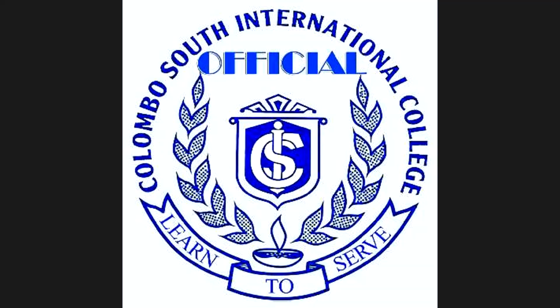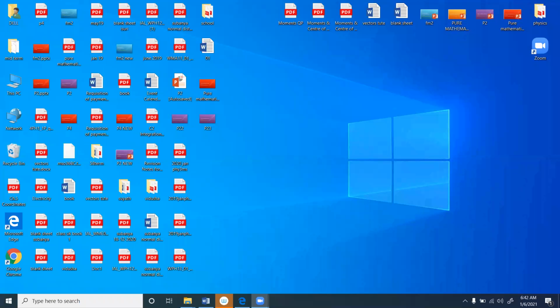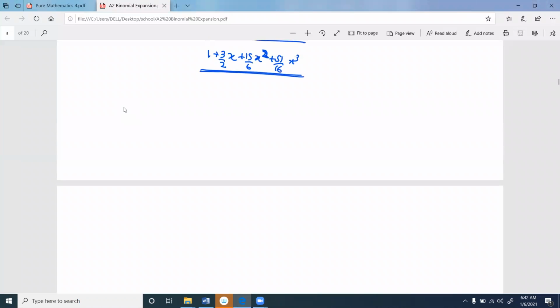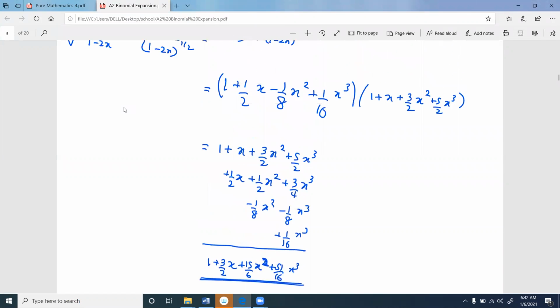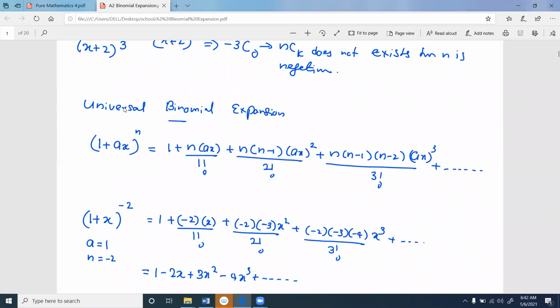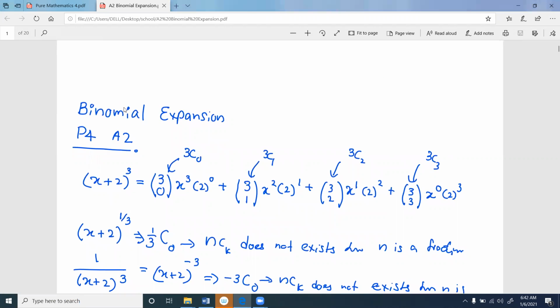Good morning, children. Today we are going to discuss the continuation of this binomial expansion. We have already learned part of this binomial expansion, and today we are going to extend from the topic we learned yesterday. If you just have a brief recap of the sections where we did the binomial expansion, we already came to know that.